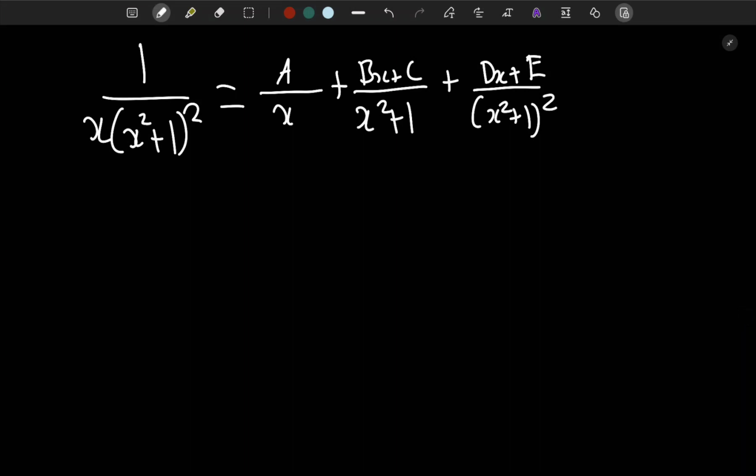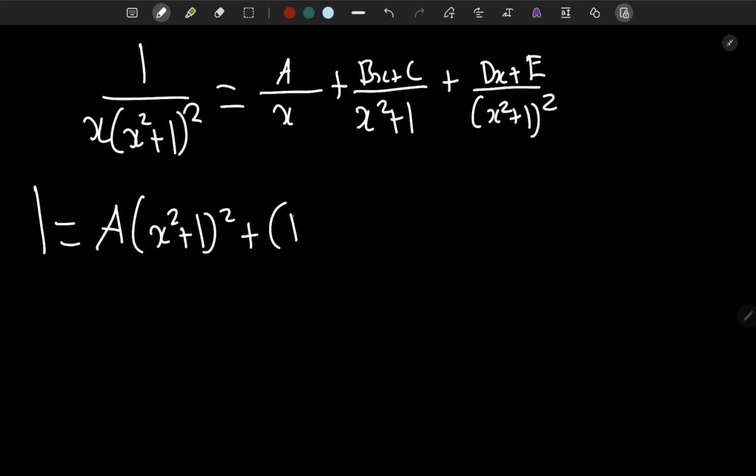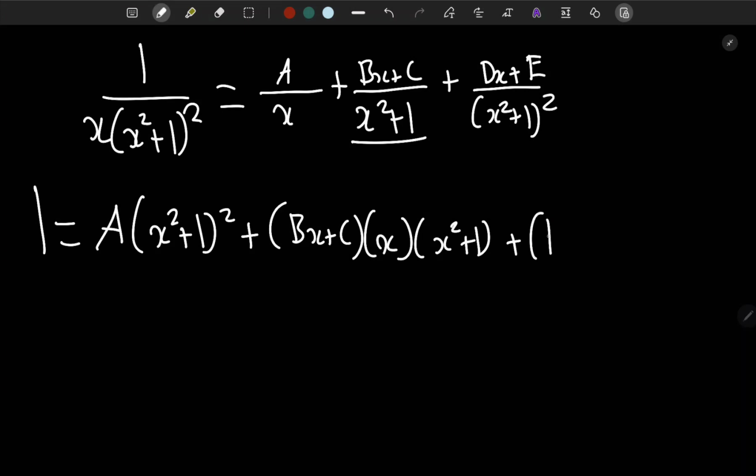So we are going to multiply by the entire thing of the denominator again as before. So 1 is equal to, let's use the cover up method. So it's going to be x squared plus 1 squared plus bx plus c into, we cover up x squared plus 1 over here. So we're going to be left with x and x squared plus 1. And for the last one is going to be dx plus e into only x.